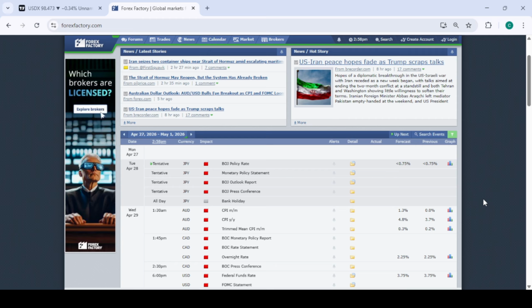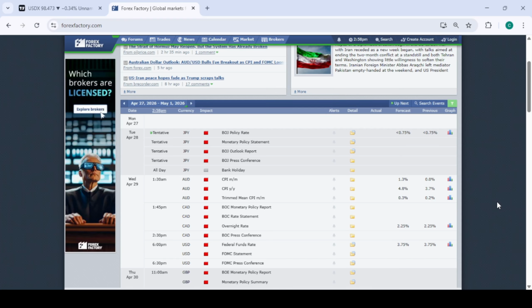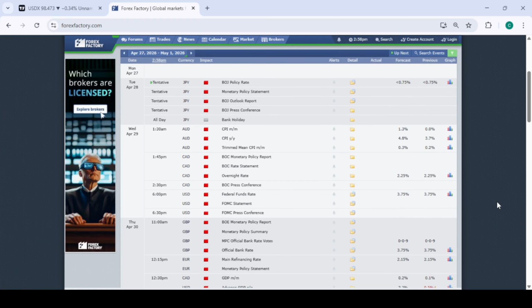Going into next week, there's no high impact news on Monday 27th, and on Tuesday we're going to have the Bank of Japan release its policy rate or monetary policy statement. There's also a bank holiday, I think, later on Tuesday for the Japanese yen. And on Wednesday, we're going to have the AUD CPI. Later in the day, there's going to be the monetary policy report for CAD. And also, we're going to have the FOMC for the USD on Wednesday. So let's look out for that.